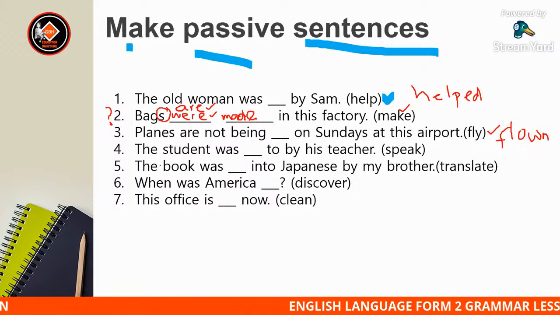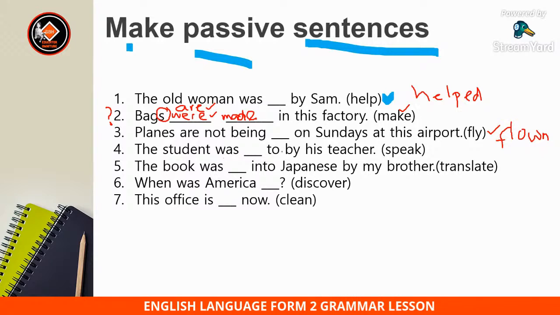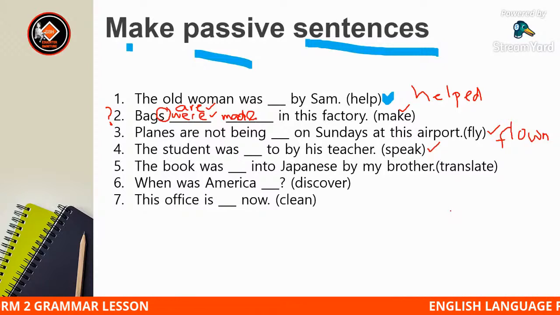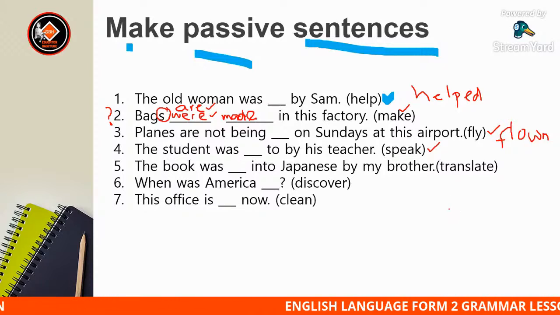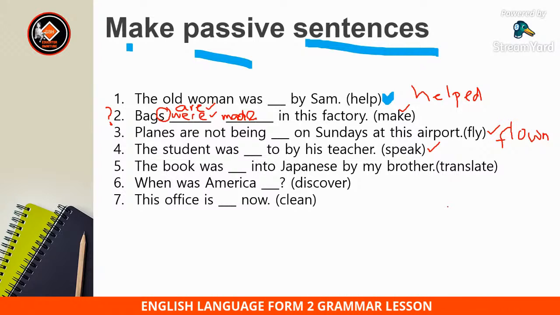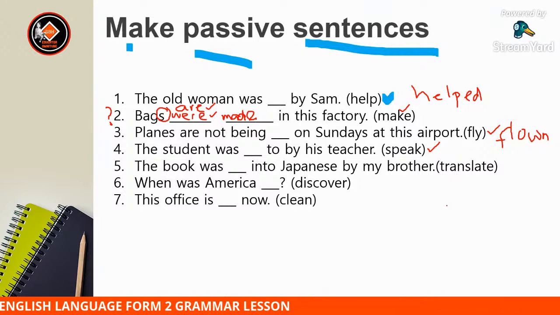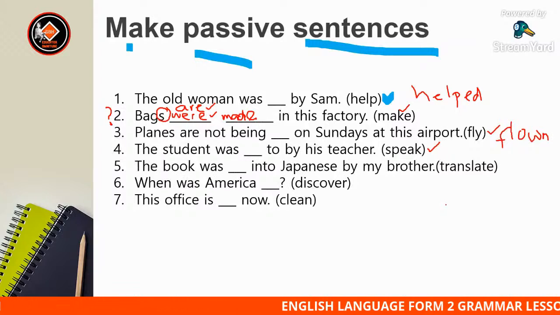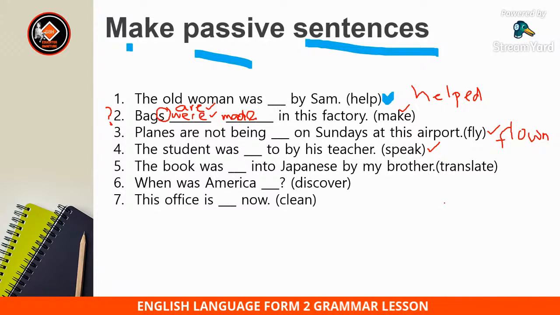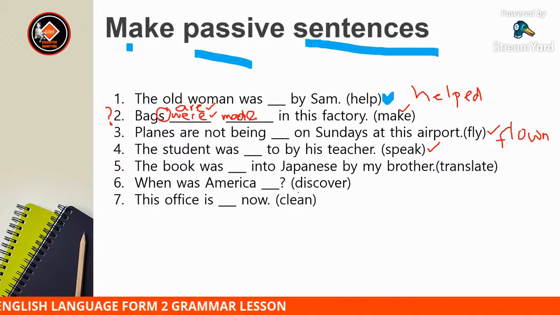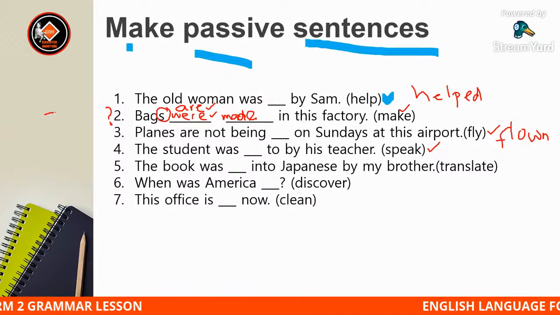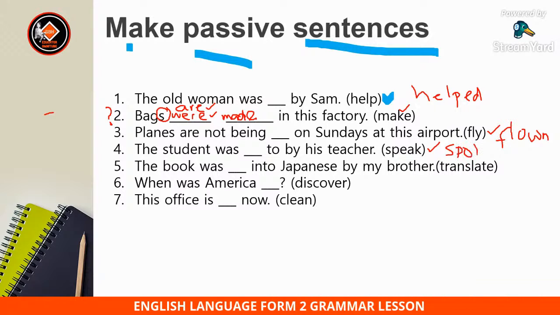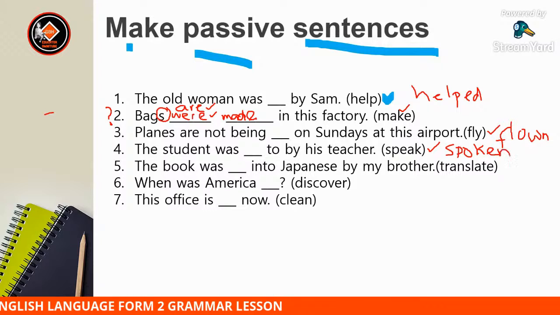Okay, number 4. The student was told by his teacher. So the word will be speak. So what is the third column? The past participle for speak. Okay, you have spoken. Khadija says spoken, good. Aida says spoken. Patricia says spoken. Lawa says spoken. Daing says spoken. Okay, good. So the answer here will be spoken. Okay, so spell S P O K E N, spoken.